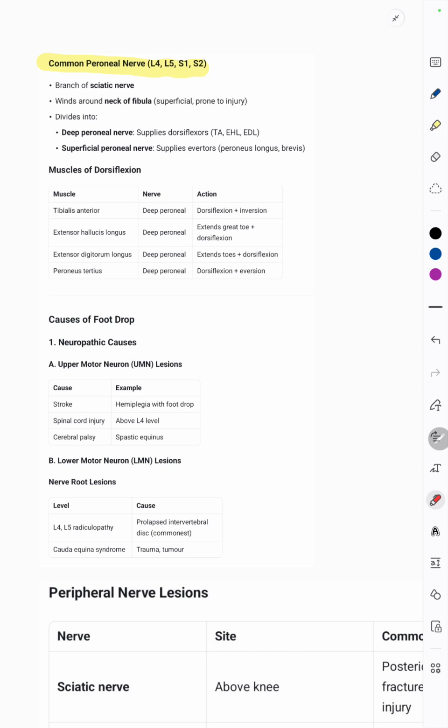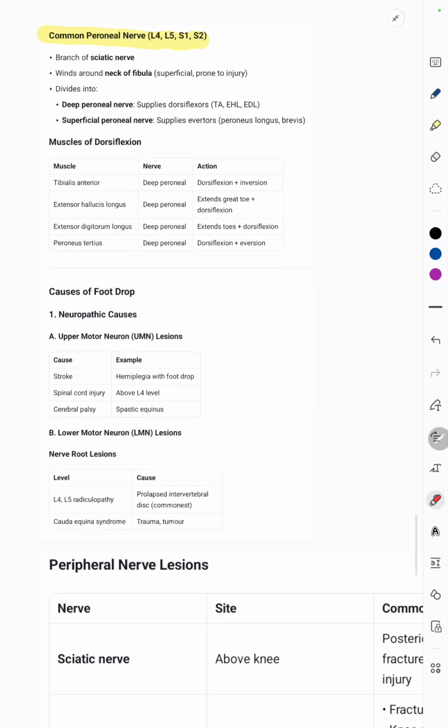Then the next is the common peroneal nerve injury. Common peroneal nerve injury: the roots are L4, L5, S1, S2. It is a branch of the sciatic nerve. It winds around the neck of the fibula, and then it further divides into the deep peroneal nerve that supplies the anterior compartment, that is tibialis anterior, extensor hallucis longus, extensor digitorum longus, and the superficial peroneal nerve which supplies the evertors, peroneus longus and brevis.